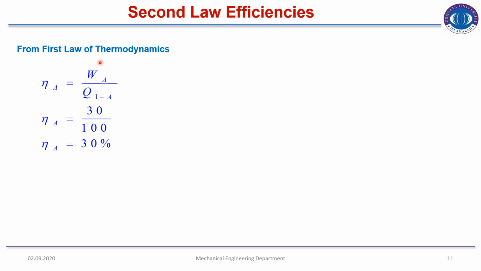So when we are calculating the thermal efficiency of heat engine A in accordance with the first law of thermodynamics, the efficiency comes out to be 30%. Efficiency is W over Q, so 30 over 100, that is 30%.